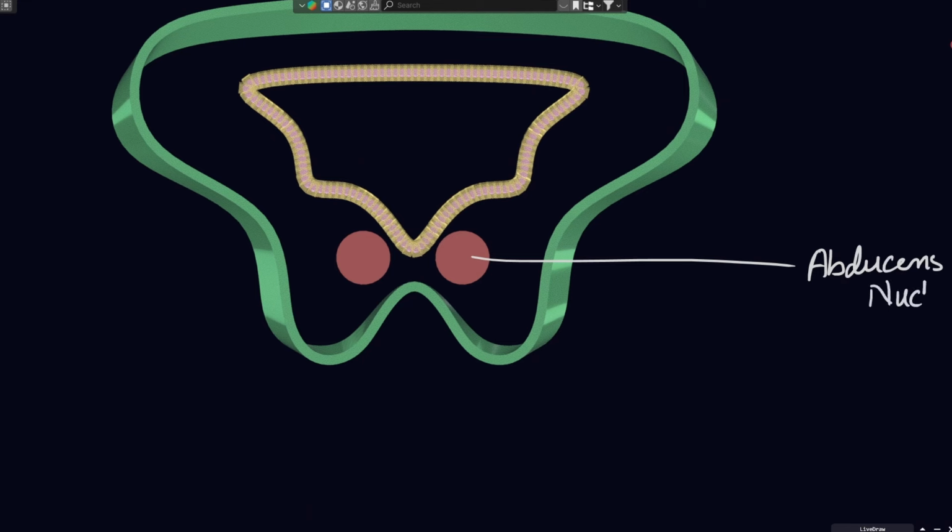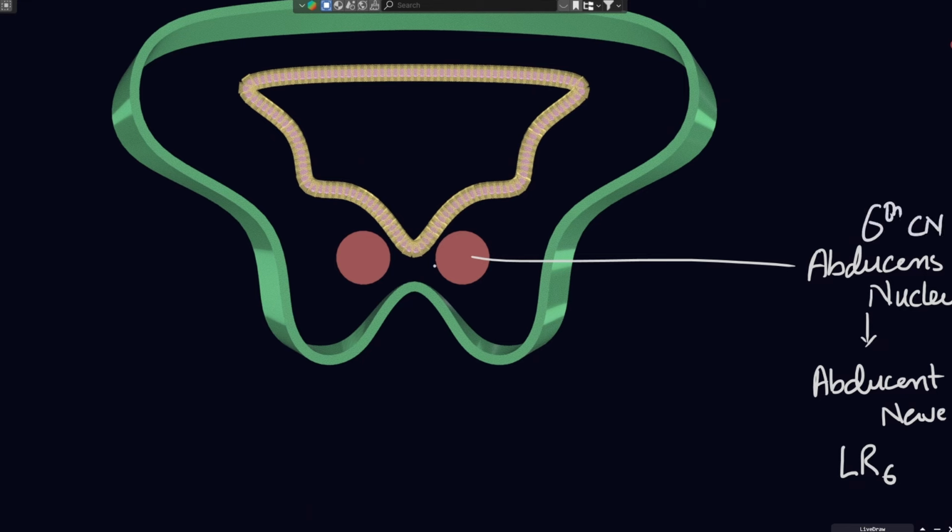This abducens nucleus, as the name indicates, is going to form the abducent nerve, which is going to supply the somatically derived extraocular muscle, the skeletal muscle of the eye, one of the extrinsic skeletal muscles of the eye, which is lateral rectus. You can remember it like this, LR6. This is the sixth cranial nerve.